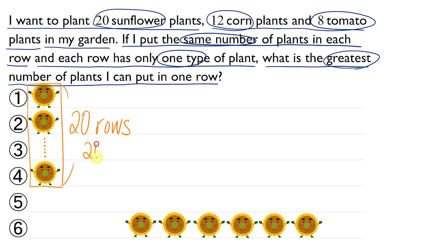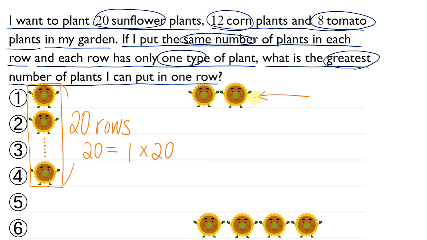Mathematically, we write it as 20 equals 1 times 20. So for each row, I plant one sunflower, and I will have 20 rows, because 1 times 20 is equal to 20. Next, can I put 2 sunflower plants in one row? Yes, I can.